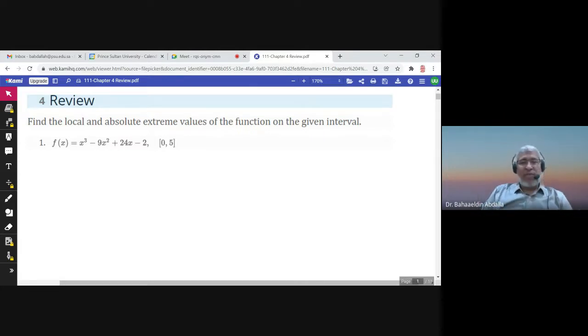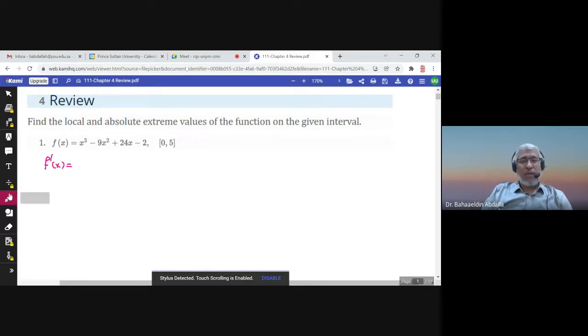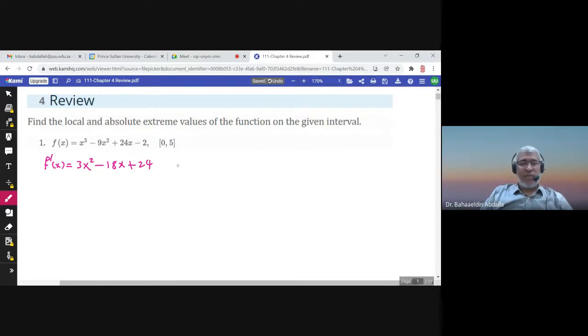So the first step is to find f prime, and let us find f prime of x. 3x squared minus 18x plus 24. And to solve this equation, to find the critical numbers, we set the first derivative equal to 0, and we solve for x.